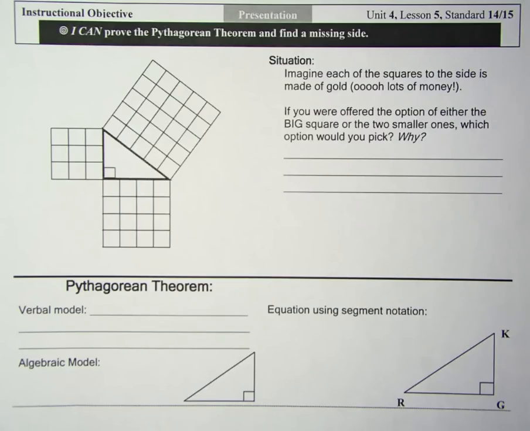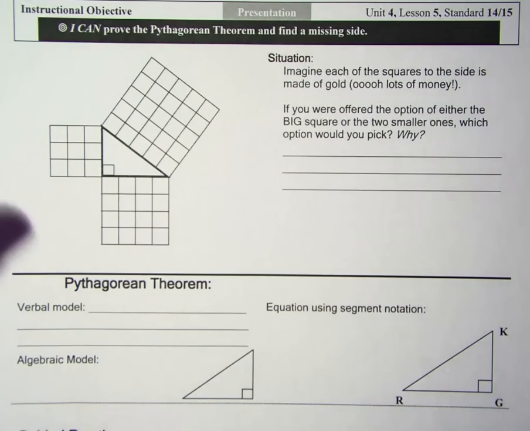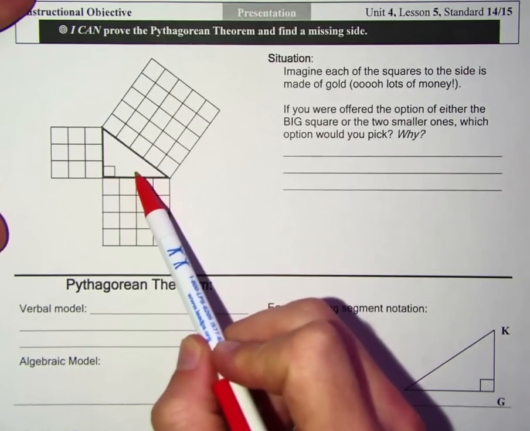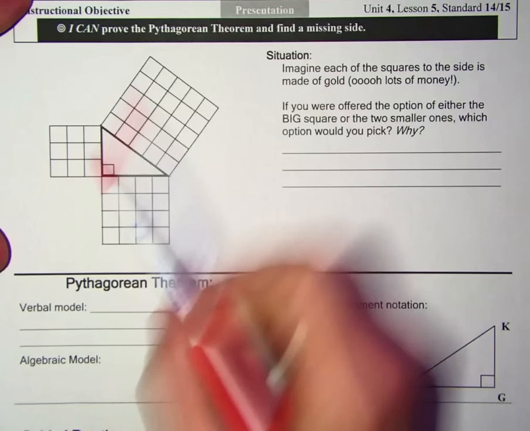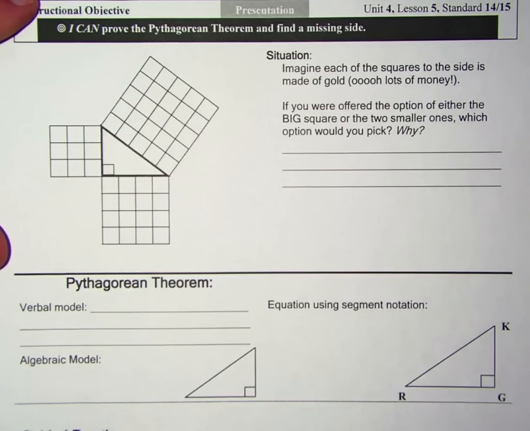Geometry, Unit 4, Lesson 5. I can prove the Pythagorean Theorem and find a missing side. So let's imagine that this right triangle we're looking at had some squares just grow out of each side. And imagine each of the squares was made of gold.